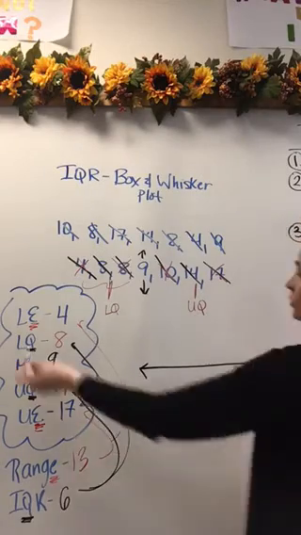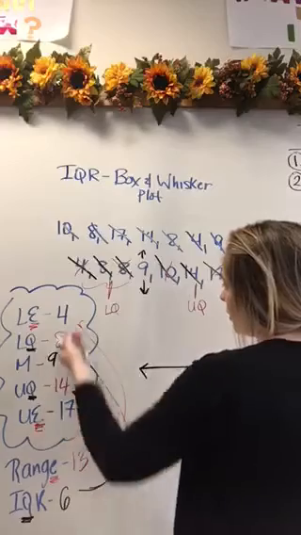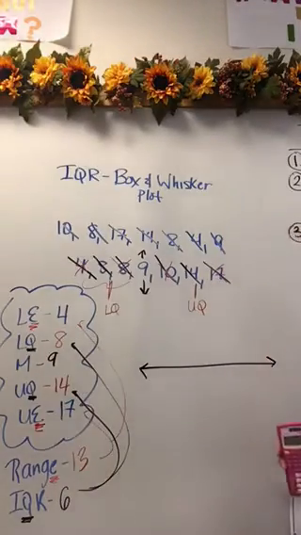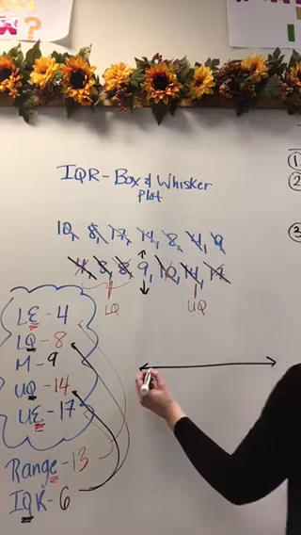So the numbers within my data generally land within 4 and 17. So in this case, I will be counting by 2s.